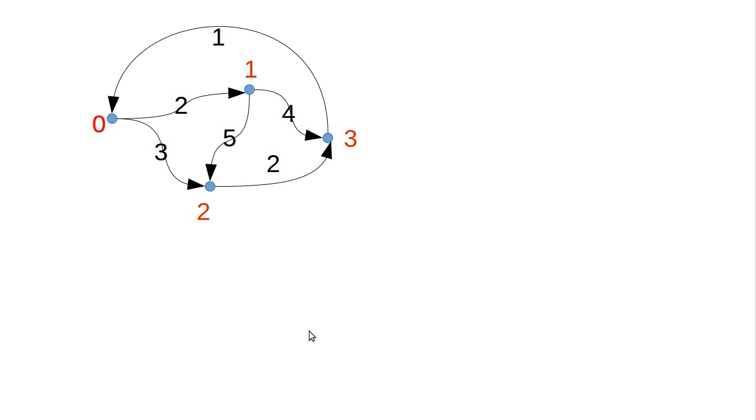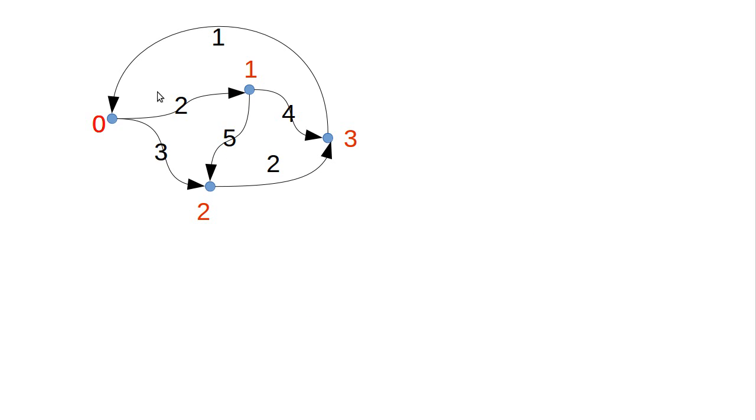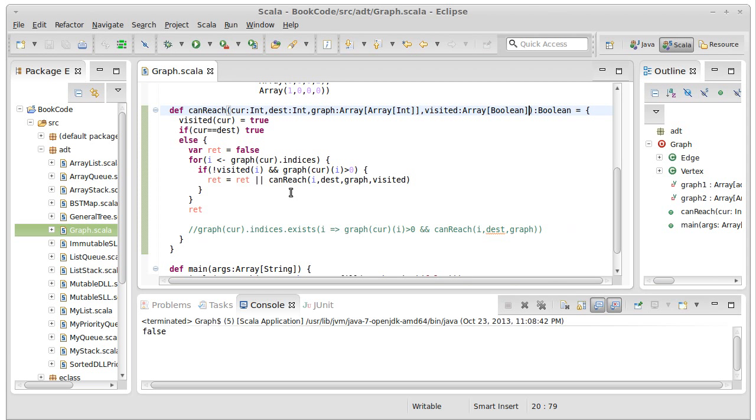I'll put back that edge, because in the next video, we're going to come back, and instead of talking about reachability, we're going to look at a shortest path algorithm. I want to find out how I can get from one node to another via the shortest path possible. So we'll come back and we'll talk about that.